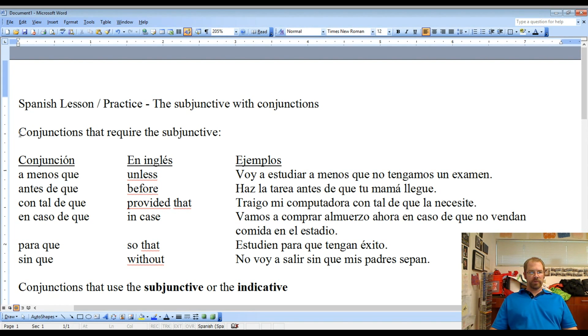So let's just start right here with some conjunctions that require the subjunctive. And they are a menos que, antes de que, con tal de que, en caso de que, para que, and sin que. And of course, the definitions are there. And I'll give you some examples.